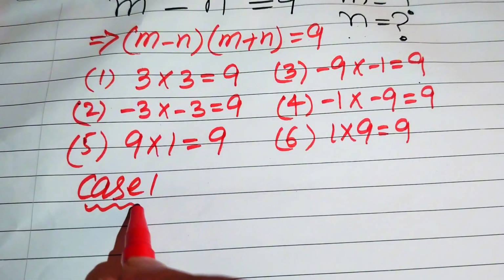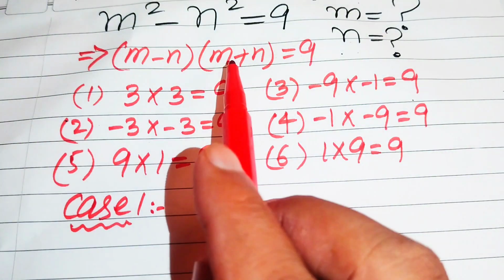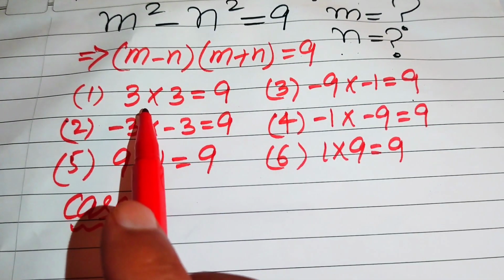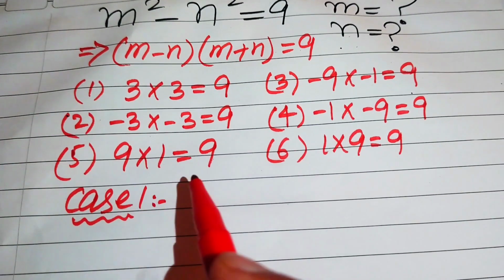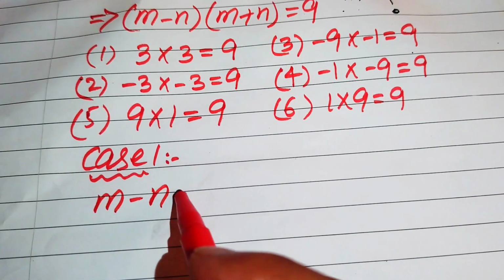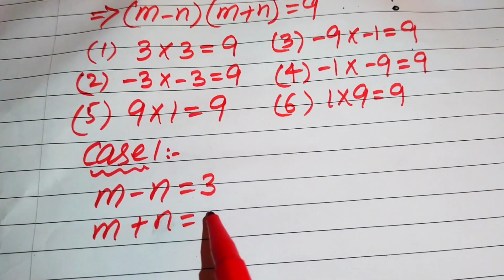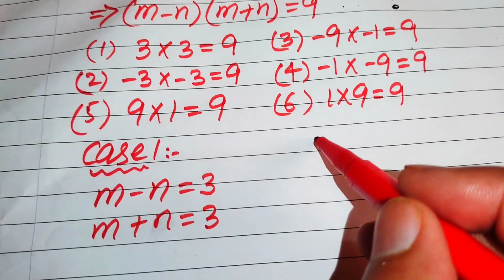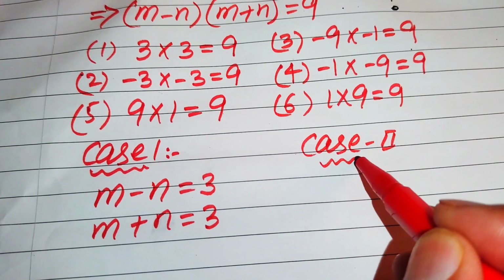So here we have case number 1, and now we compare m minus n and m plus n with case number 1. In case number 1 we have 9 is equal to 3 times 3. So we just take m minus n is equal to 3, and m plus n is also equal to 3. So here we write our case number 2. We solve these two cases in parallel.